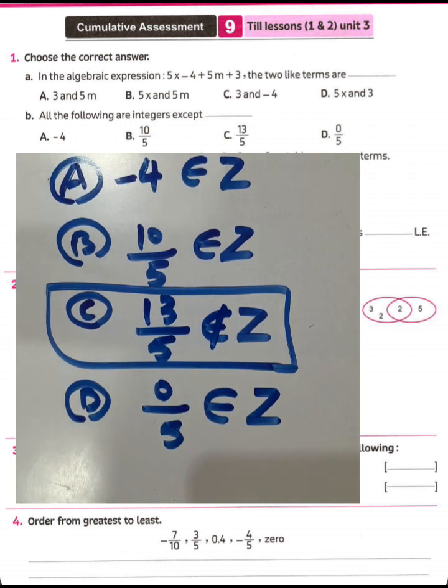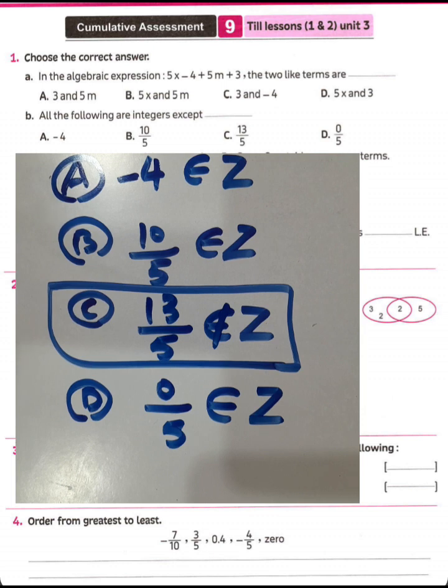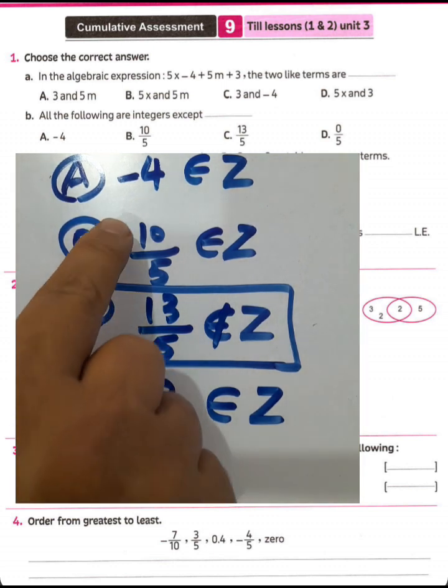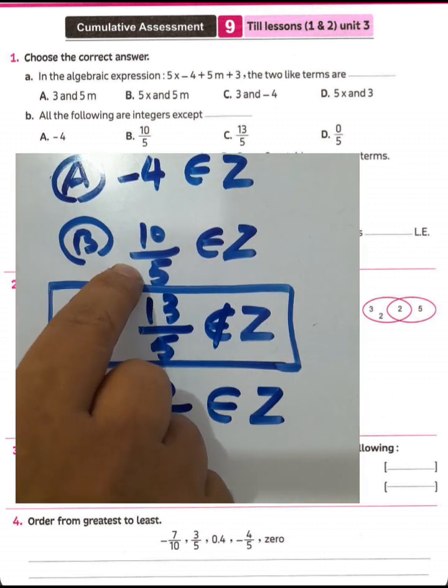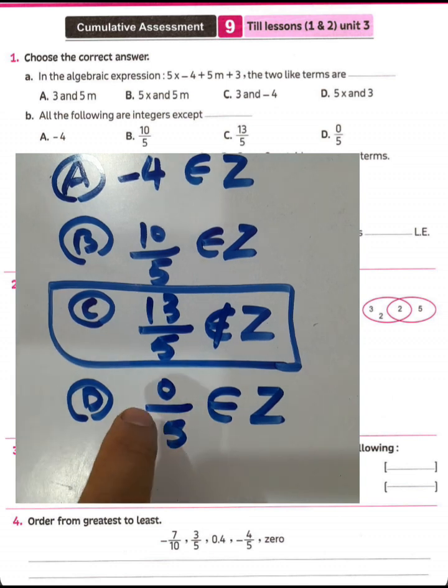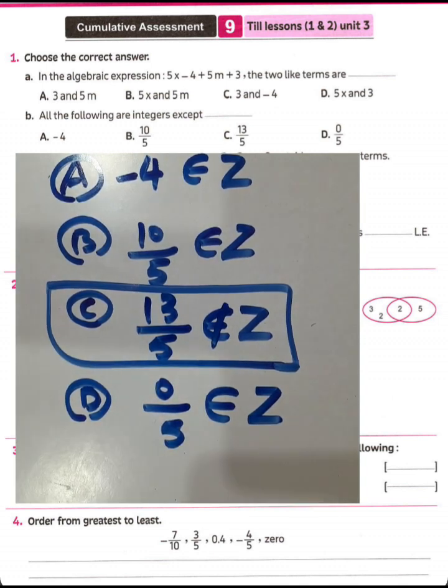The result will be letter C. All the following are integers except 13 over 5. Understood? Because the denominator of this number is 5, but 10 over 5 equals 10, and 0 over 5 equals 0. 0 belongs to the integer numbers.